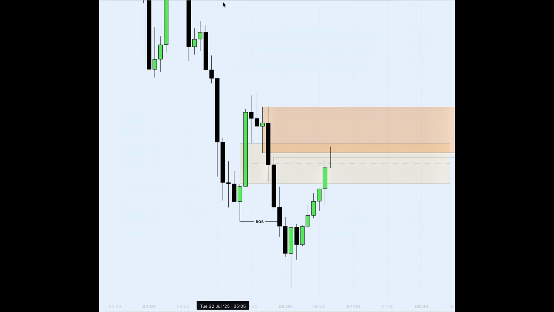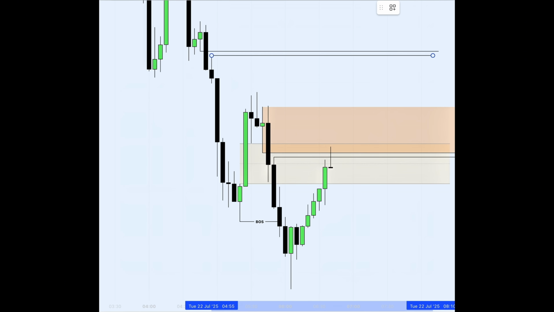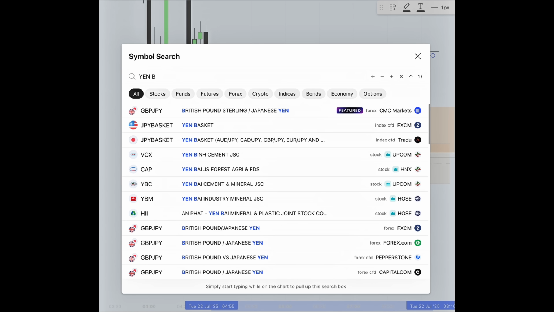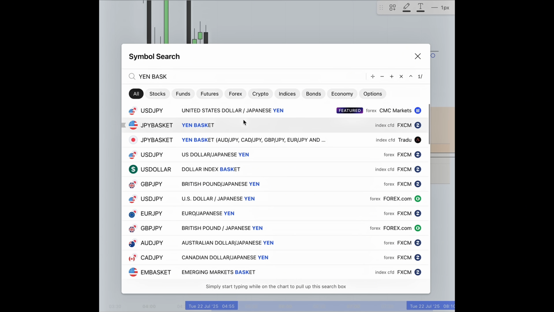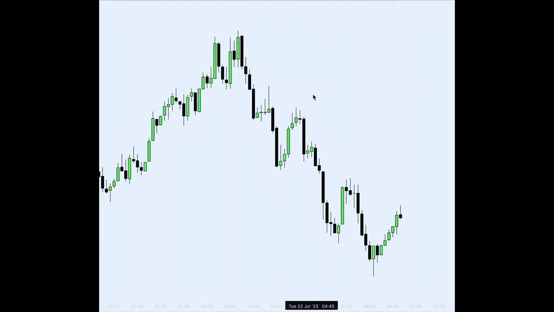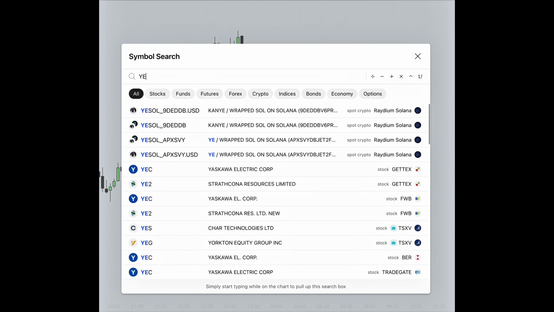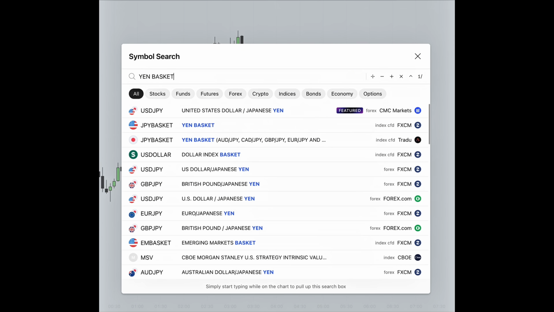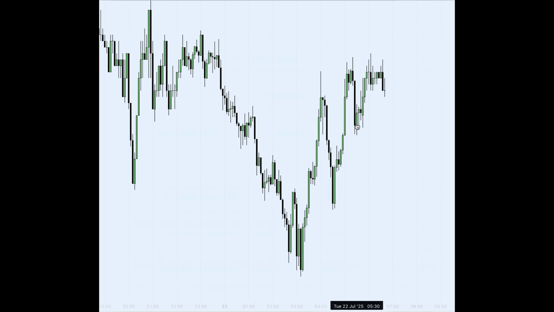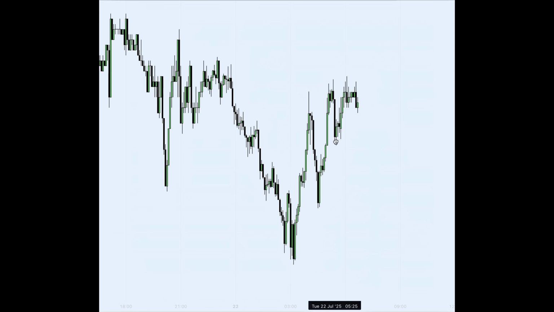But then I'm scared of a fair value gap right up here. But because of the analysis I am doing, I have checked the yen basket, and the yen basket has shown me interest in going bullish. And that is to say that I can actually trade, not that one. I want to check the yen basket. So it's going to be this one, JPY basket. All right, so the yen basket has also been bullish.